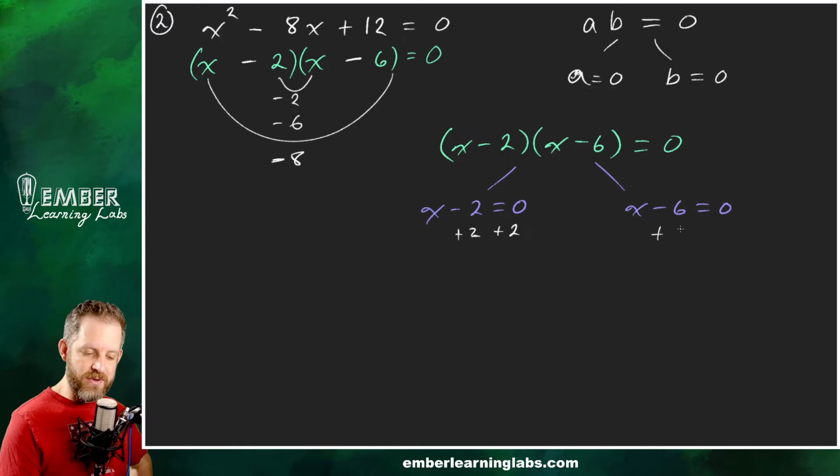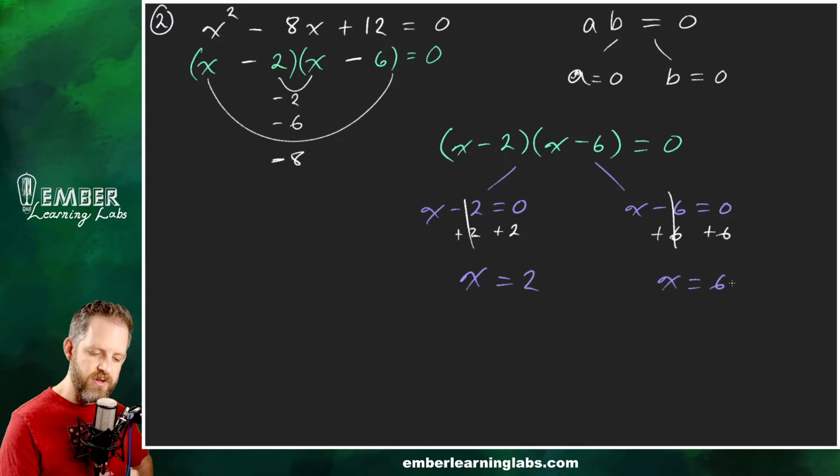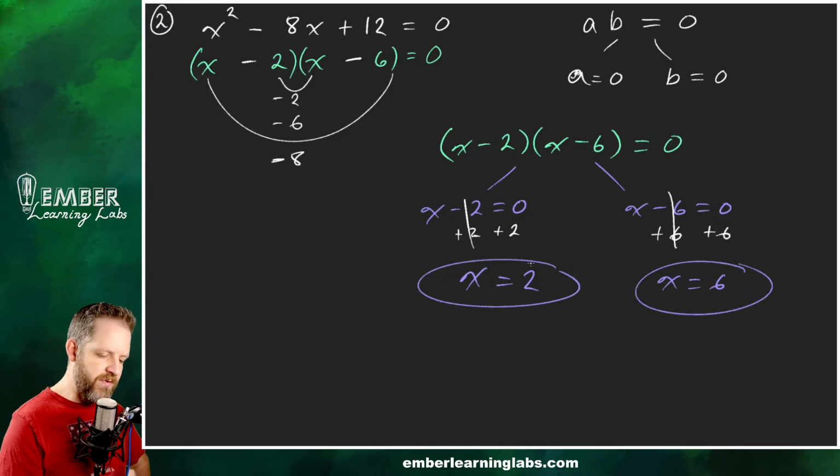On this one, all we have to do is add 6 to both sides. These cancel, leaving us with x equals 2 and x equals 6. So both of those answers, either one of those answers, we could plug in up here and it'll make the equation true, right?